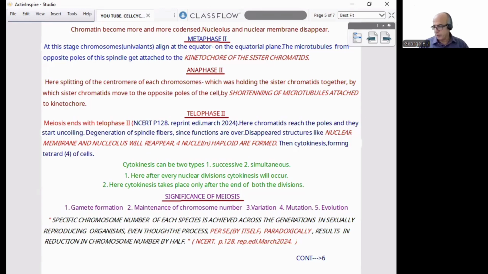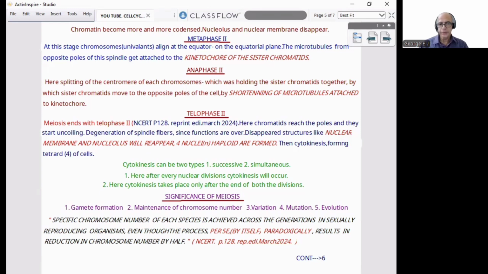Now the last stage is called telophase 2. Meiosis ends with telophase 2. That is what is given again in NCERT page number 128. Here chromatids reach the poles and they start uncoiling. Degeneration of spindle fibers, since functions are over, no need. That is why they are all degenerating. Disappeared structures like nuclear membrane and nucleolus will reappear. And remember, 4 haploid nuclei are formed. Then cytokinesis, forming a tetrad, 4 cells.